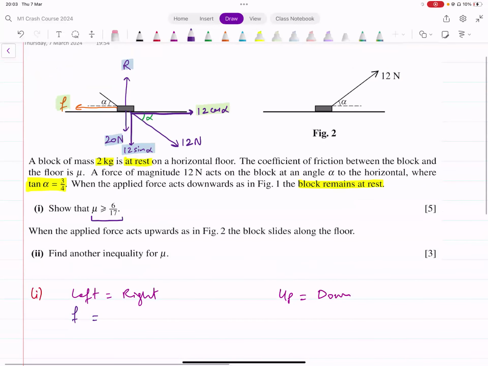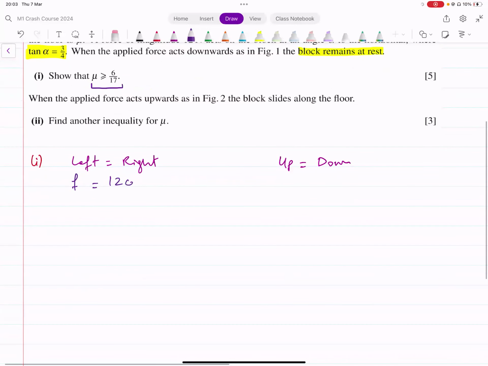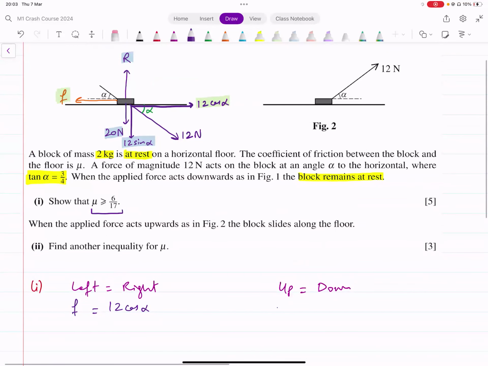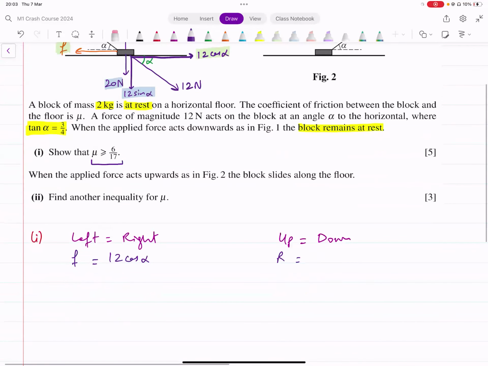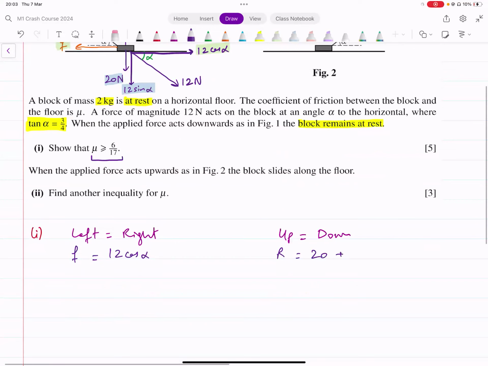Towards the right, we have 12 cos alpha. So that gives us that friction should equal 12 cos alpha. Okay, what about upward force? Upward force is reaction. So we have R here. Downward forces are 20 plus 12 sine alpha. So we have two equations like this. All right, we've got two equations.